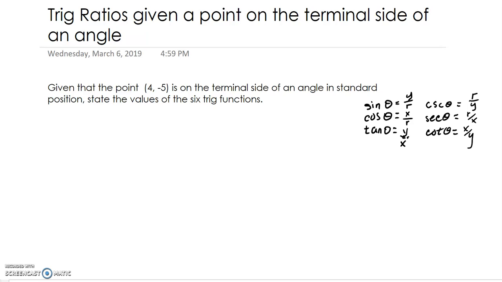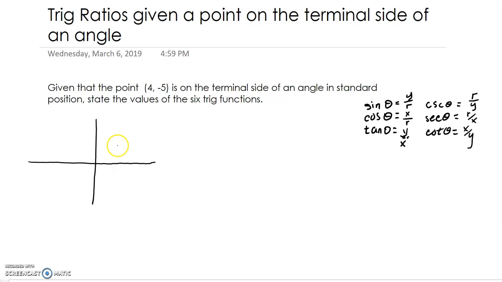I'm giving you that the point (4, -5) is on the terminal side of an angle, and it's in standard position. And we're going to state the values of the 6 trig functions. If you want to, you can stop the video now and go check it out, but I'm going to start right now.